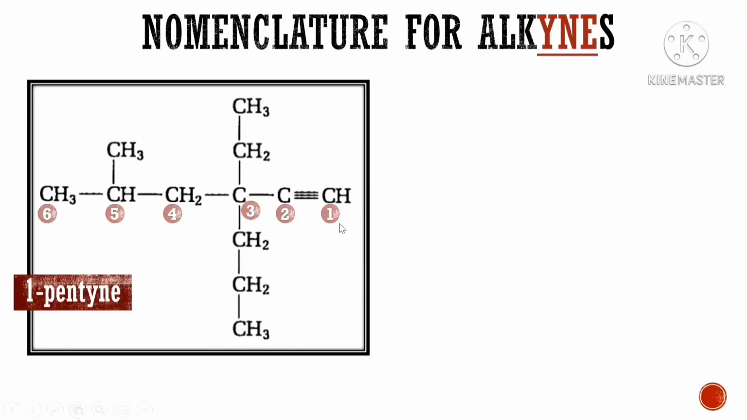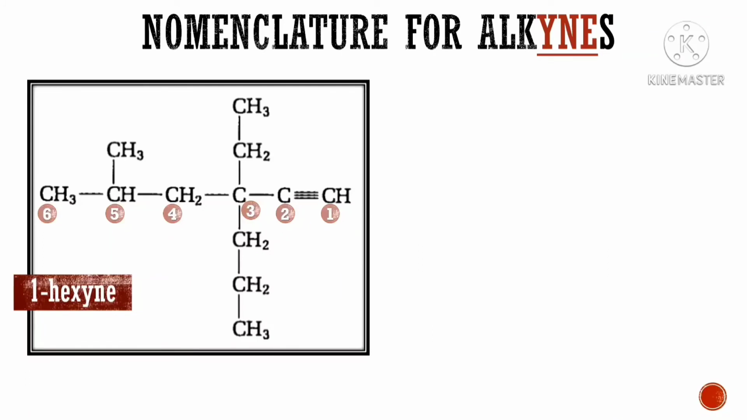And when numbering the parent chain, we should give priority to the triple bond, so we number it from the right for this example. Since there are 6 carbon atoms in the parent chain, we call it hexyne, and the triple bond is located at carbon number 1, actually between carbon number 1 and 2.